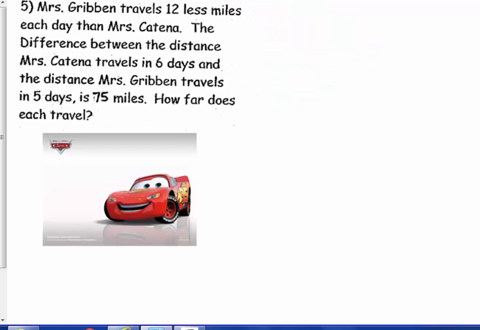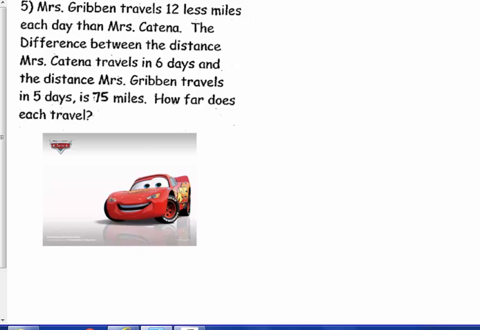Number 5. Mrs. Gribben travels 12 less miles each day than Mrs. Katina. That is true. The difference between the distance Mrs. Katina travels in 6 days and the distance Mrs. Gribben travels in 5 days is 75 miles. Lots of words there. How far does each teacher travel? They are math teachers here for 8th grade.